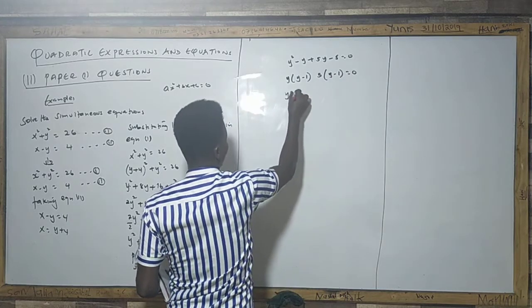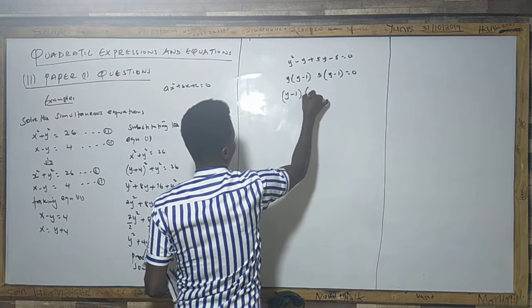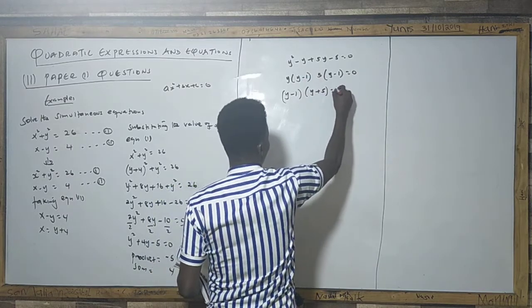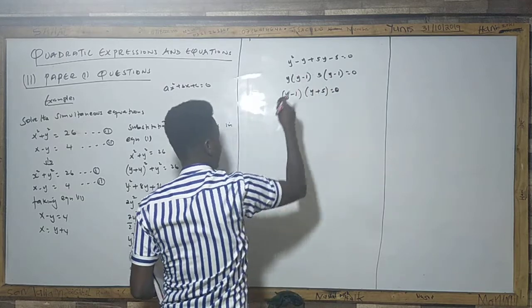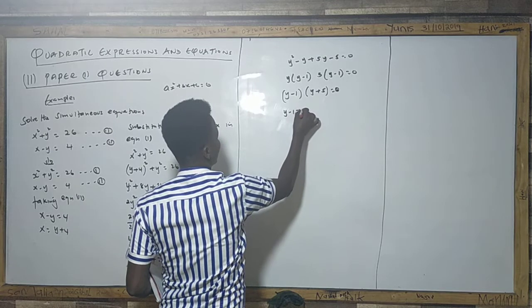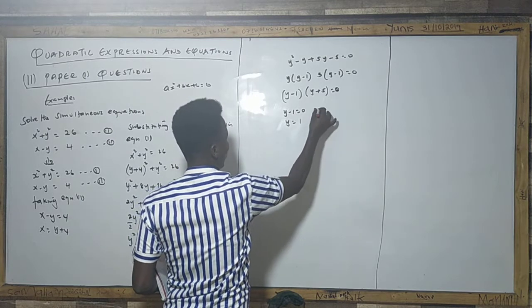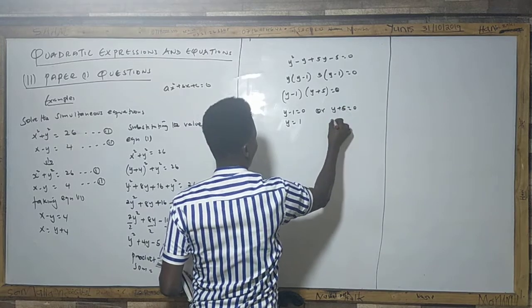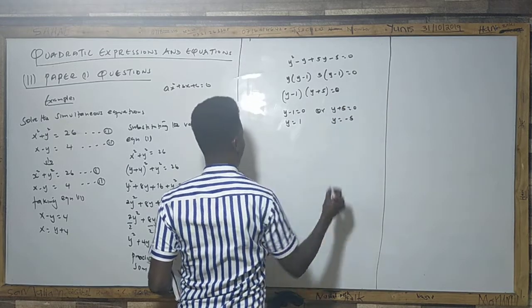So what are we going to say? y minus 1 in the bracket into y plus 5 is equal to 0. We will take one of these two and what's outside the bracket. Then you're going to say y minus 1 is equal to 0, y is equal to 1, or y plus 5 is equal to 0, then y is equal to negative 5.